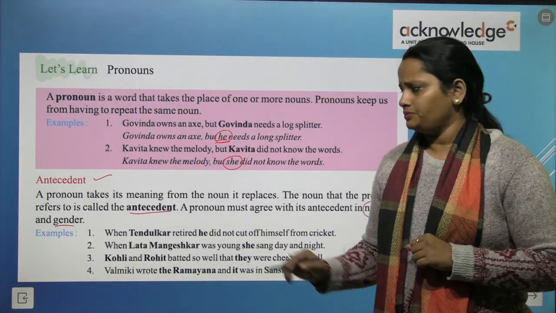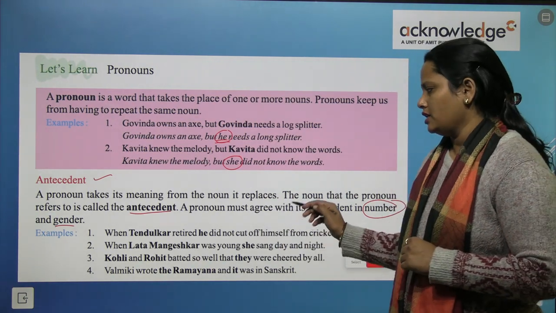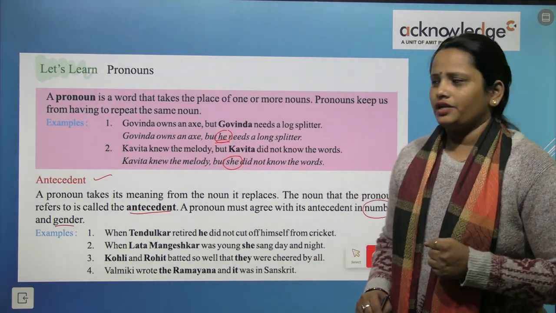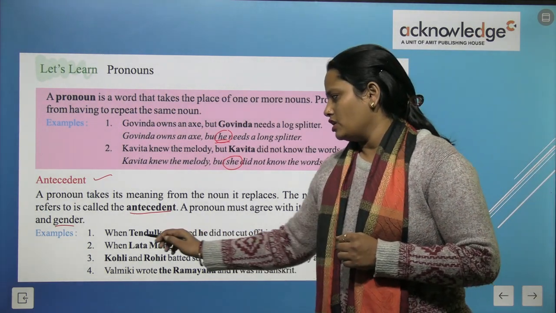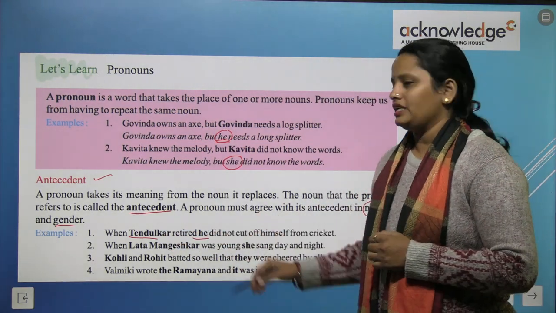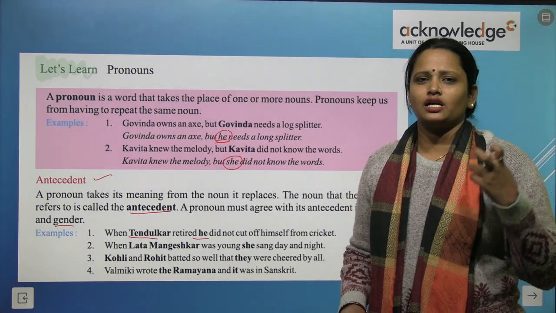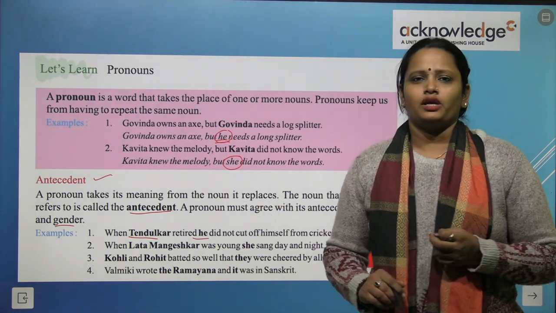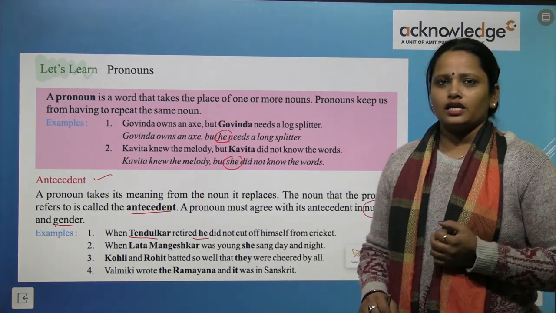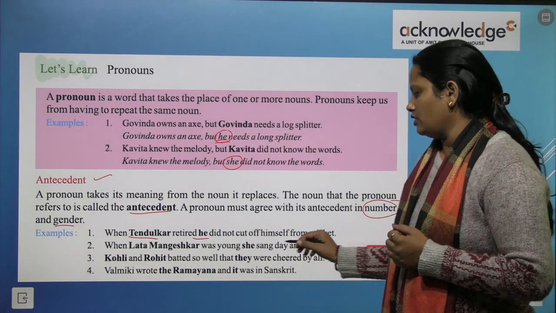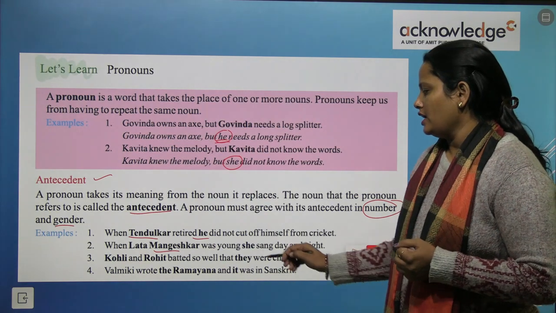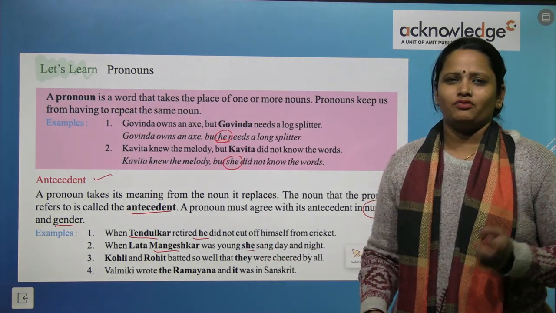For example, when Tendulkar retired, he did not cut off himself from cricket. So जब तेंदुलकर retire हुए तो वो क्रिकेट से दूर नहीं हुए. So here we can see तेंदुलकर and he are highlighted. तेंदुलकर की जगह पे हमने he word use किया है क्योंकि तेंदुलकर is a male and in place of male we use he. When Lata Mangeshkar was young, she sang day and night. So जब लता मंगेशकर young थी वो दिन रात गाती थी. So यहाँ पे लता मंगेशकर is a girl, a female, and in place of a female name we always write she.